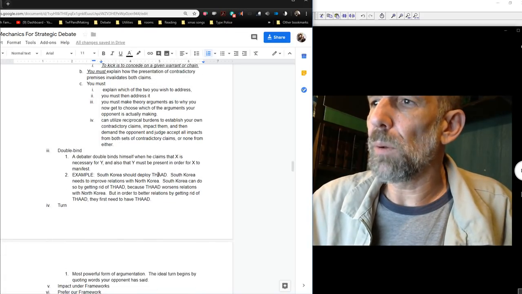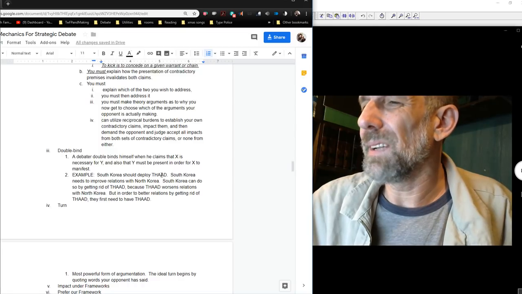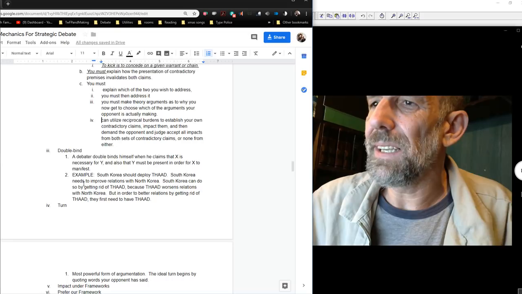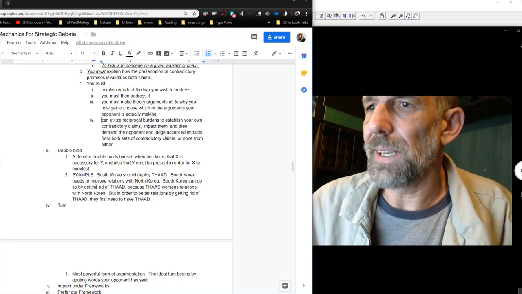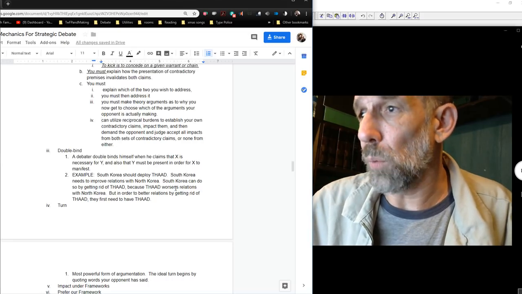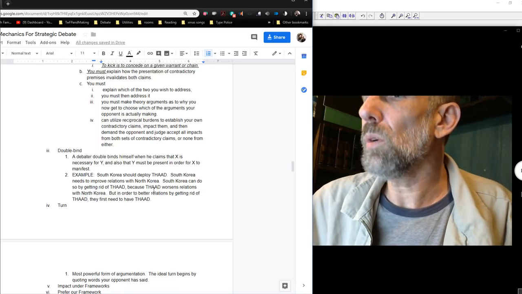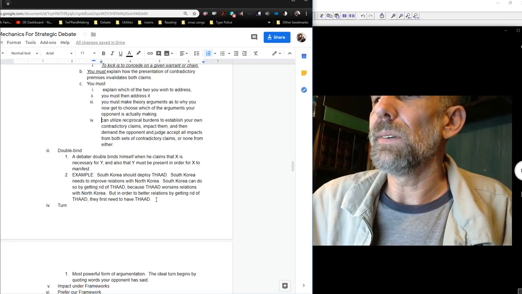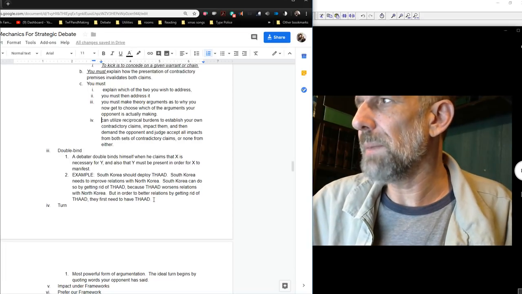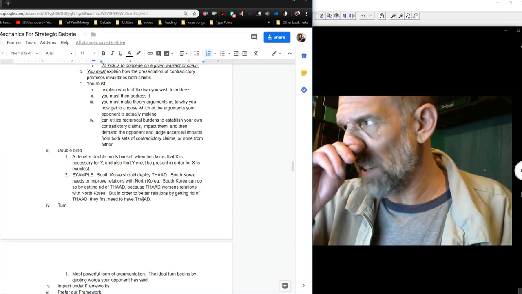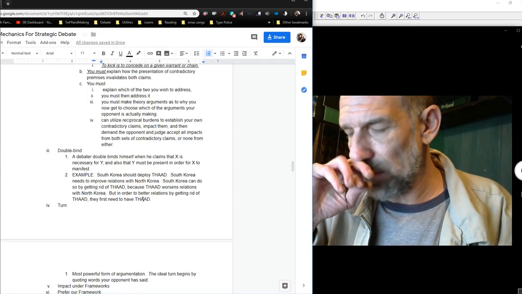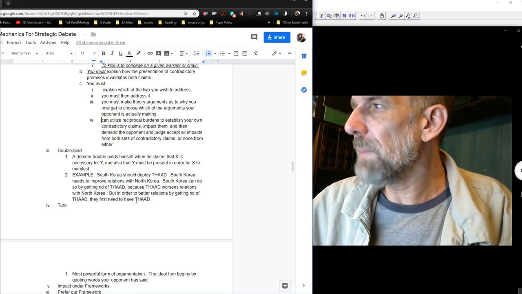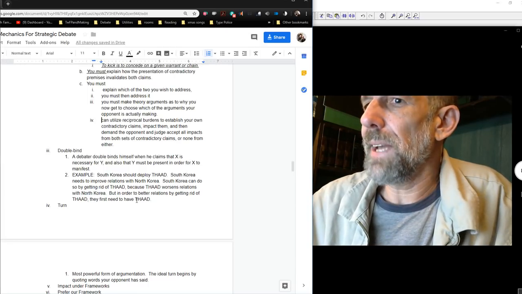Example, South Korea should deploy THAAD, which is Terminal High Altitude Aerial Defense or something like that. South Korea needs to improve relations with North Korea. South Korea can do so by getting rid of THAAD, because THAAD worsens relations with North Korea. But in order to better relations by getting rid of THAAD, they first need to have THAAD. So they've double-bound themselves there. They're trying to make an argument that we should keep THAAD so that we can get rid of it later to make North Korea happy. But if getting rid of THAAD makes North Korea happy, why wait? Why not do it now?